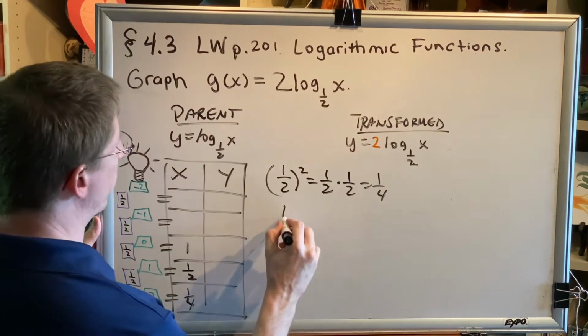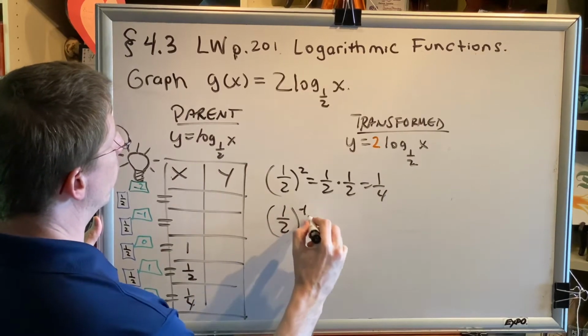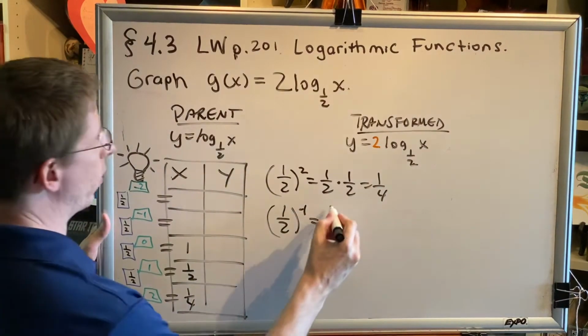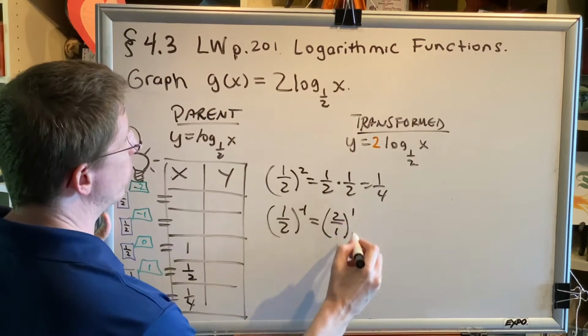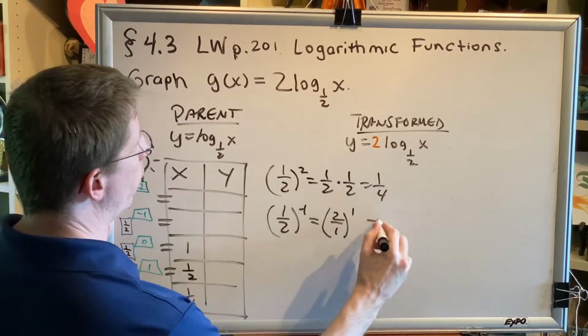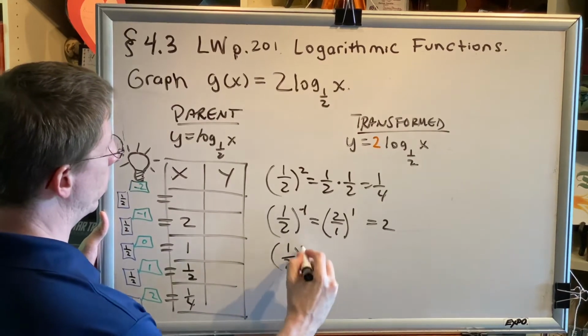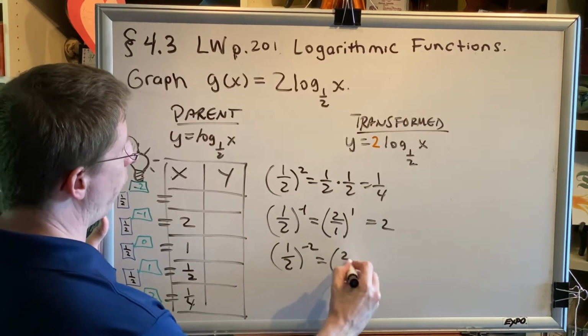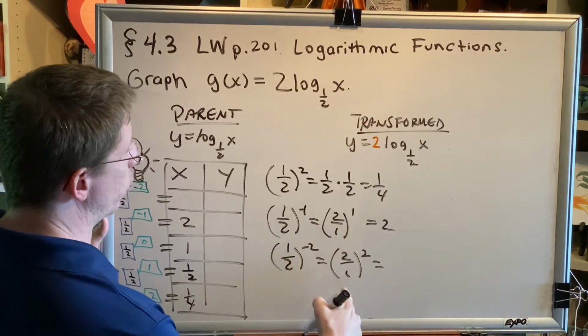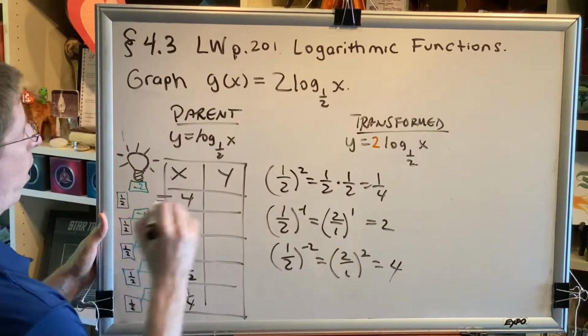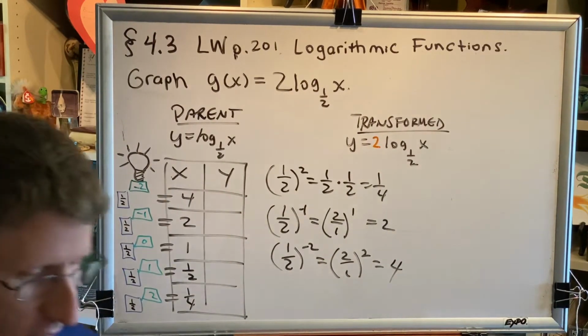Half to the -1. Let's do that next. A fraction raised to a negative exponent, you can flip the fraction over and change the sign of the exponent. So this is 2 to the first power, which is 2. Half to the -2, same rule. Flip over the fraction, change the sign of the exponent. This is 2 squared, which is 4. So there's our x values for this problem.